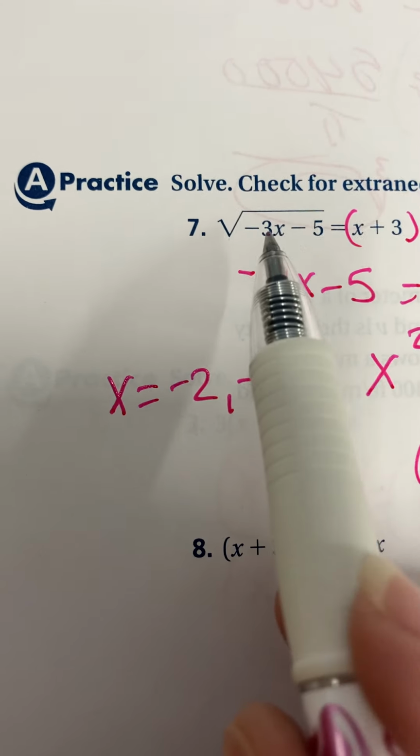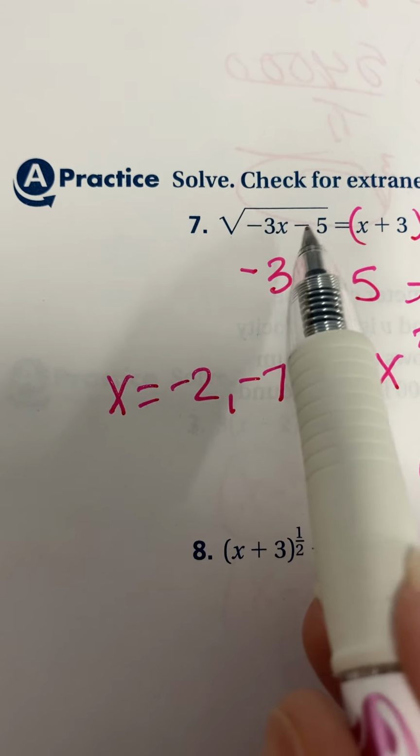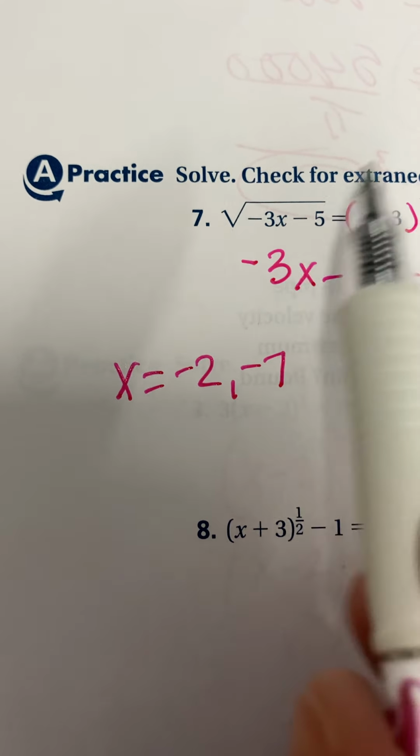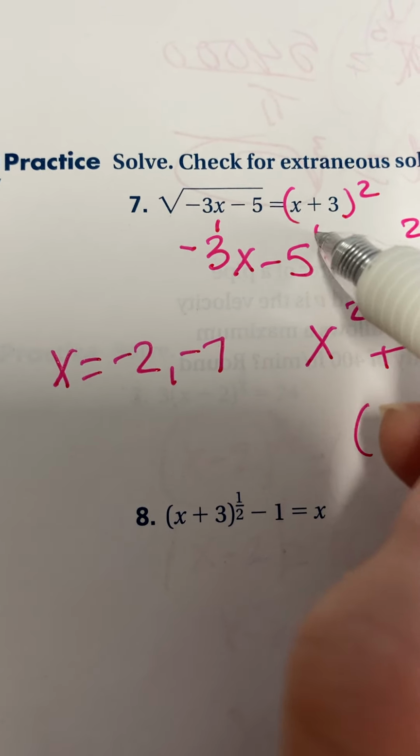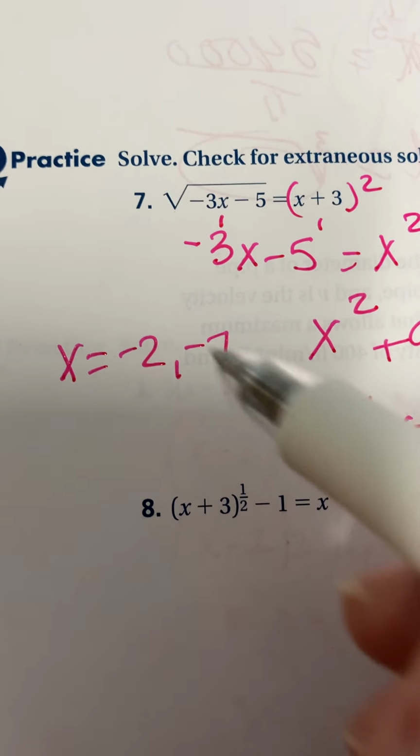All right, we're going to check it. If I put -2 in here, I get 6. 6 minus 5 is 1. Square root of 1 is 1, so this side's a 1. If I put -2 in here for the original, I also get a 1. -2 plus 3 is 1, so that worked.